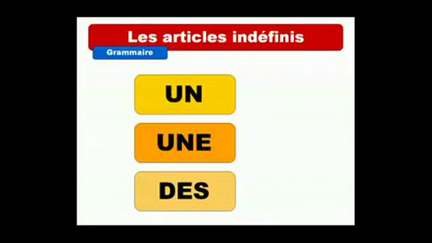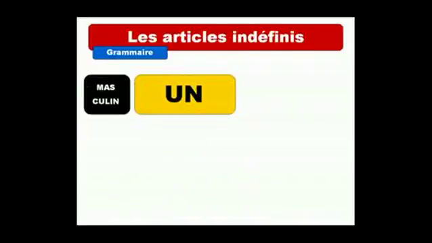So quite useful. Les articles indéfinis. So we've got the masculine form, it's un. Feminine form, it's une. And then plural form, it's des. Okay, so let's start with the masculine one. Masculine is un. And then you get un chien.